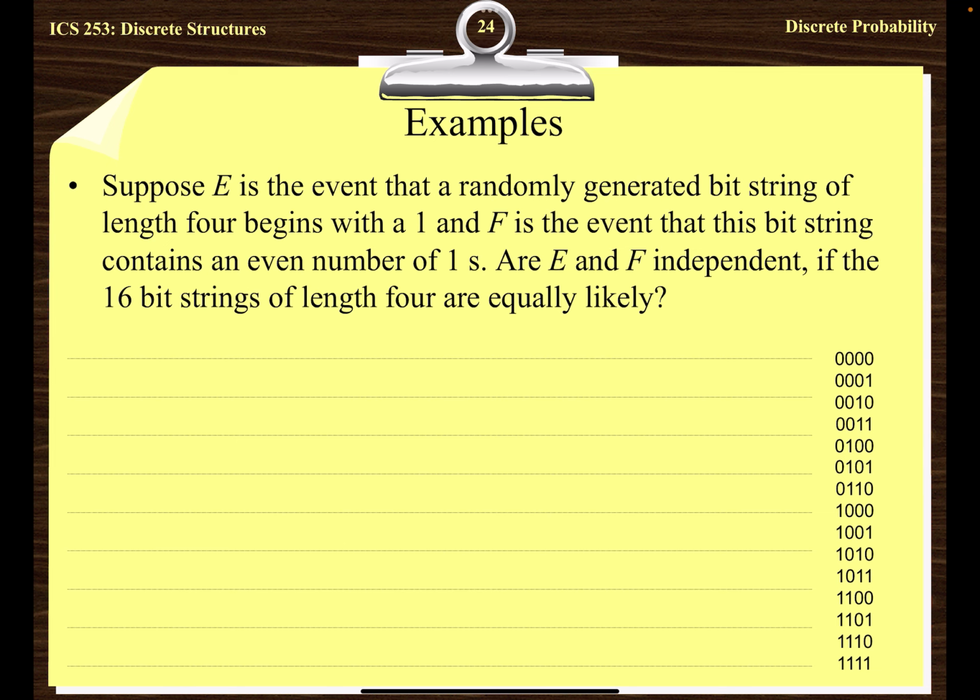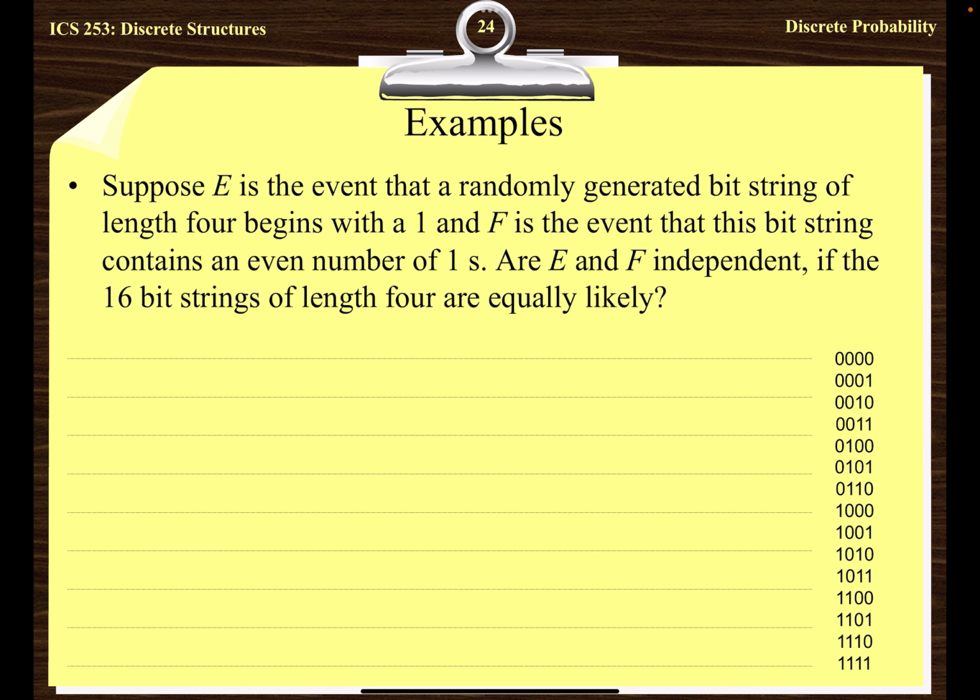So this is now a direct question on independence. Suppose that E is the event that a randomly generated bit string of length 4 begins with a 1, and F is the event that this bit string contains an even number of ones. Are E and F independent if the 16 bit strings of length 4 are equally likely? So in order to save time, I have listed all the 16 bit strings.